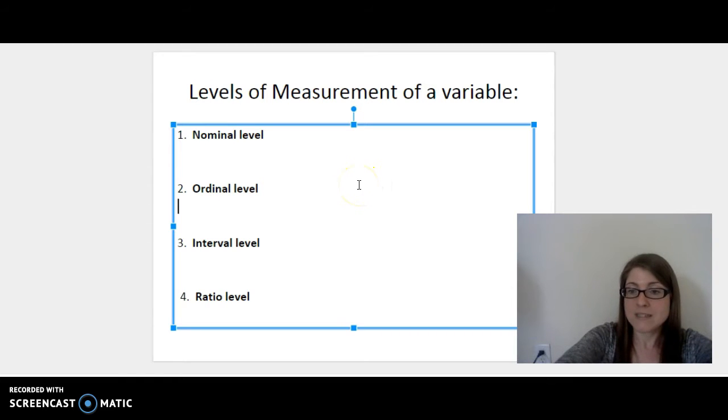So qualitative variables have to be nominal or ordinal, whereas quantitative have the option to be interval or ratio. Let's think about a keyword for each of these, and I'll illustrate what I mean. For nominal, think about the term name. For ordinal, think about order. Interval, you want to think about subtraction, and ratio, you're thinking about division.